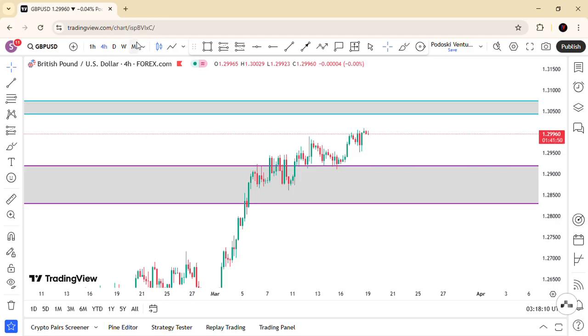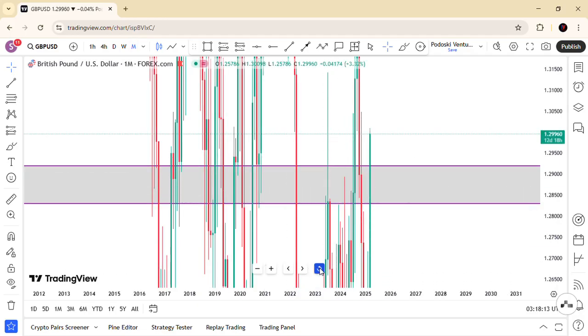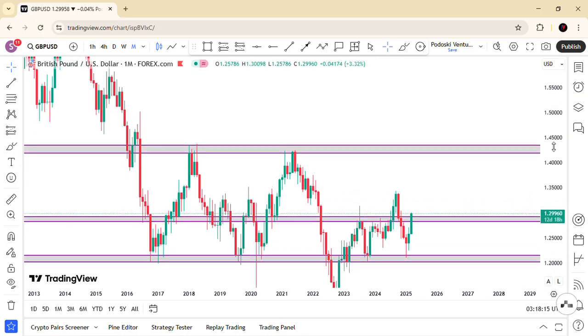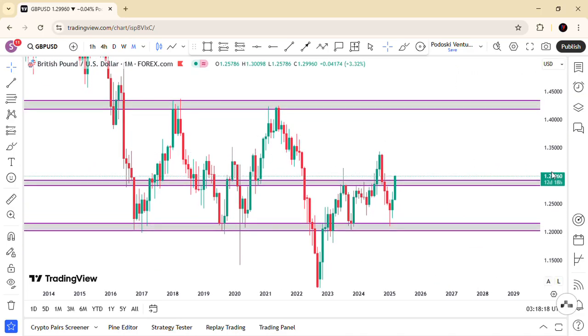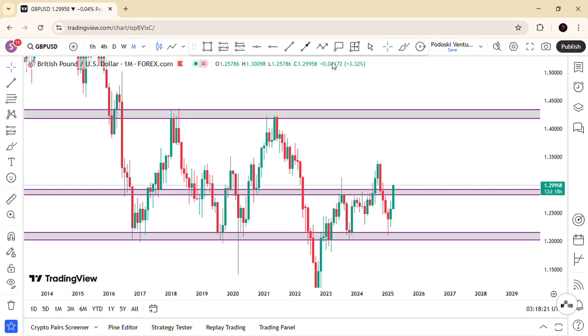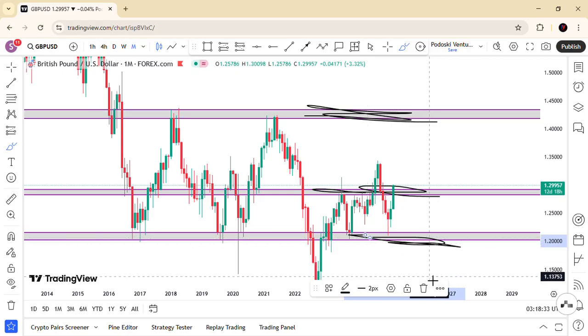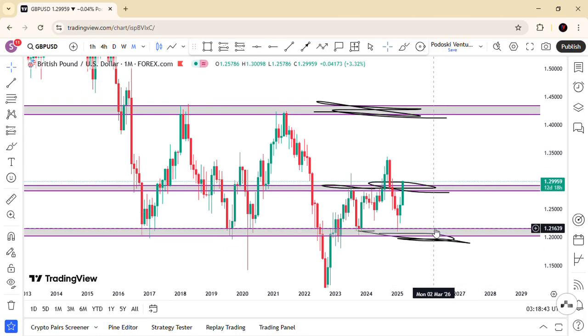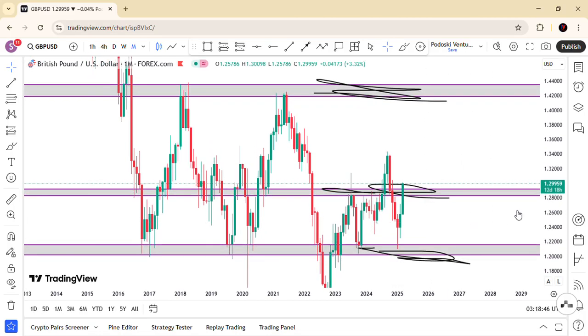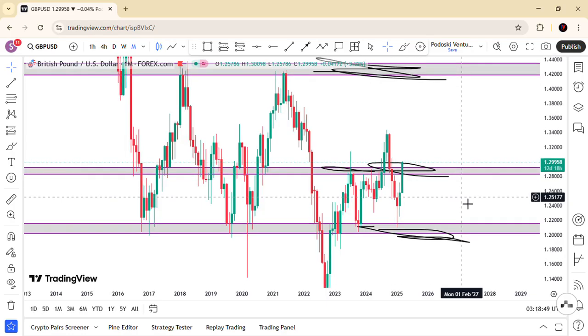I'll probably start from the monthly time frame. As you all know, I have a monthly upper zone here, my monthly midway zone and my monthly lower zone. So on the monthly time frame, what are we seeing? We are seeing an uptrend.